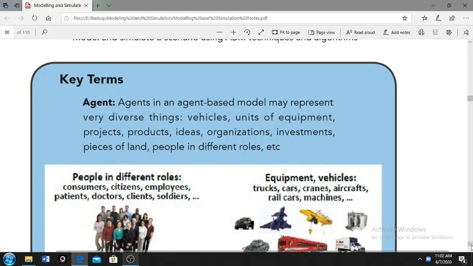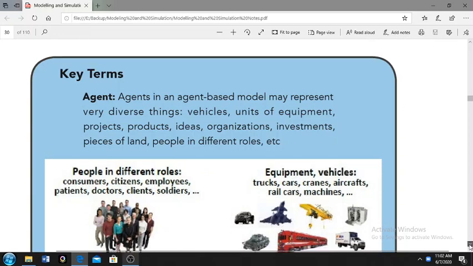Ideas are not tangible. Organizations are not tangible. Investments are not tangible. A piece of land is tangible. People are tangible. So all these we call them agents. So all objects are agents, and these agents have a state and a behavior. It means they have data members, they have attributes, and then methods, a behavior.